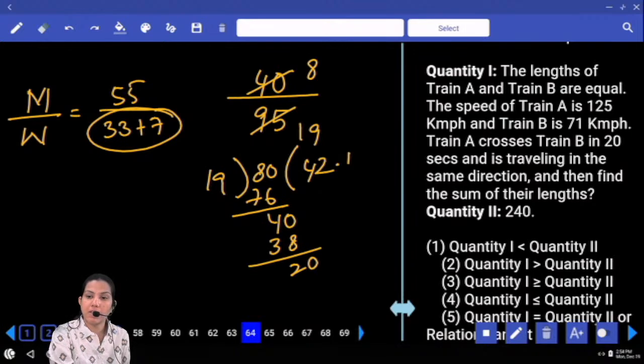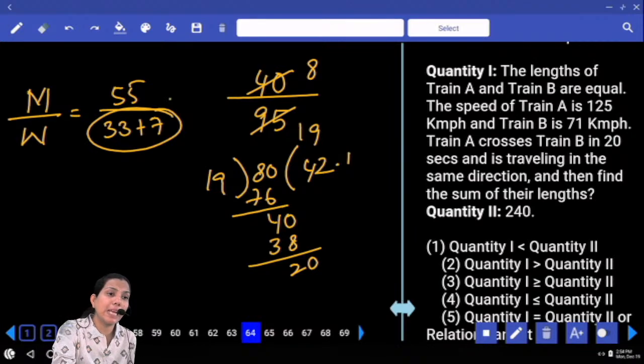Next question number 64. The lengths of train A and train B are equal. The speed of train A is 125 km per hour and train B is 71 km per hour. Train A crosses train B in 20 seconds, traveling in the same direction. Then find the sum of their lengths.